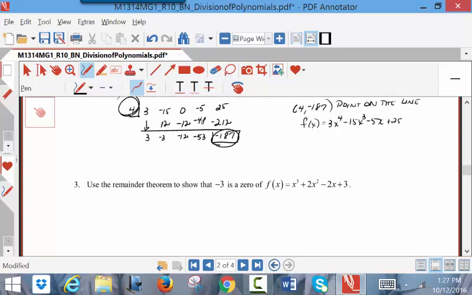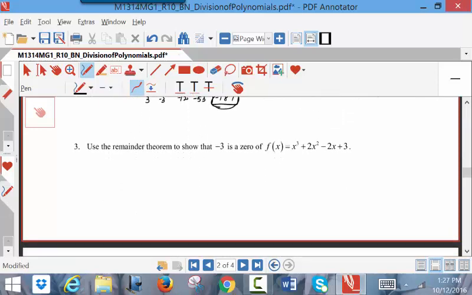Look at number 3. This is a different kind of question. Use the remainder theorem to show that negative 3 is a 0 of f of x. What in the world are they talking about? Oh well. If we're using the remainder theorem, I'm supposed to use synthetic division. So let's just use synthetic division and see what happens.